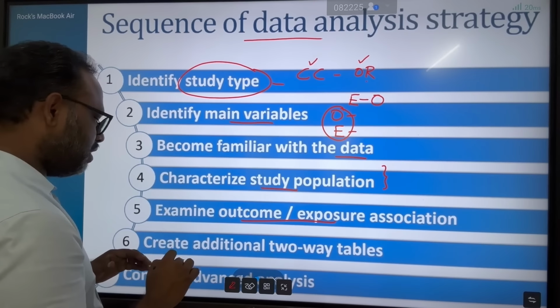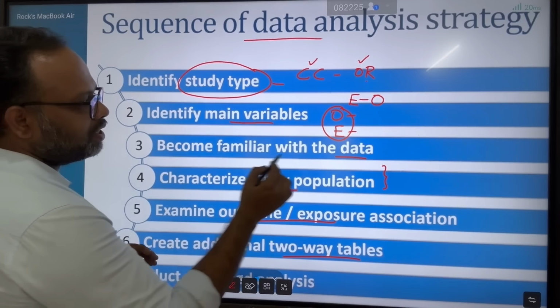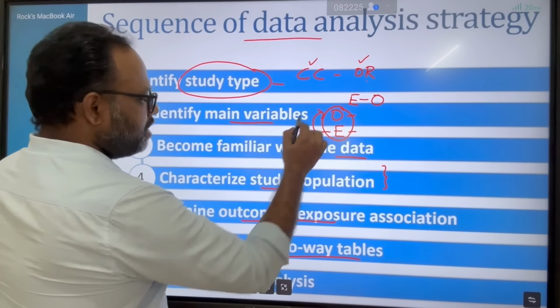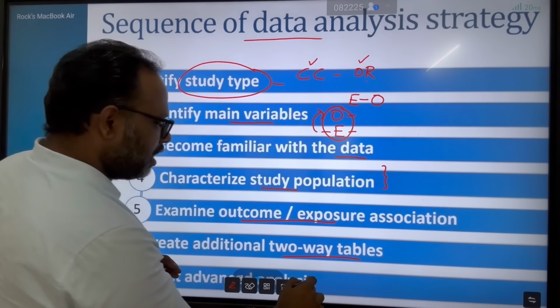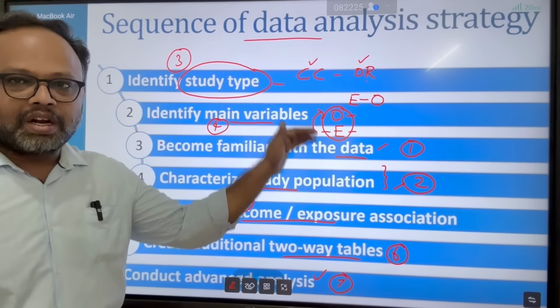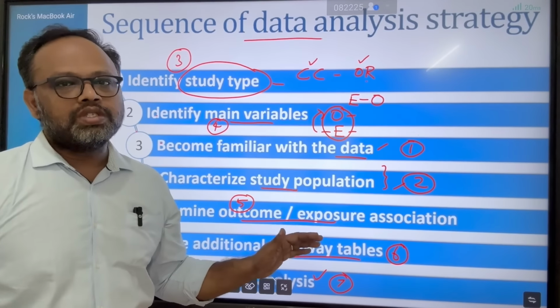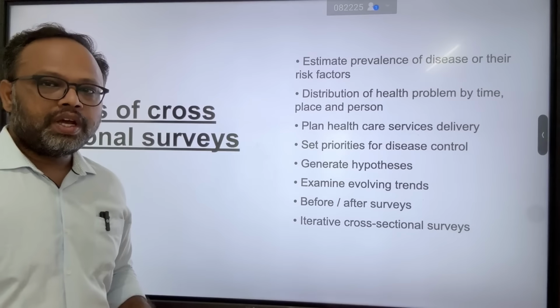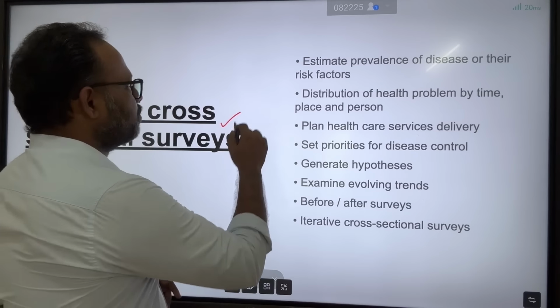Then we should create the additional two-way tables. Some other exposure factors can be studied. Then we should conduct advanced analysis such as regression. So basically, when we are dealing with the data, these are all the fundamental principles for the sequence of data analysis strategy. We have described the uses of cross-sectional study.